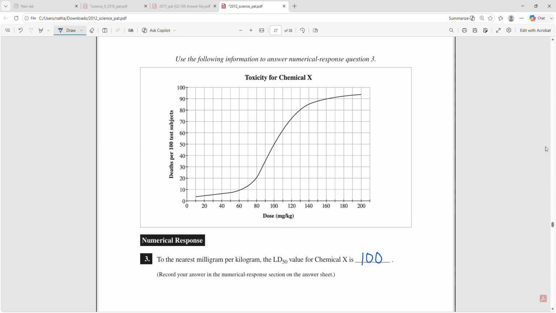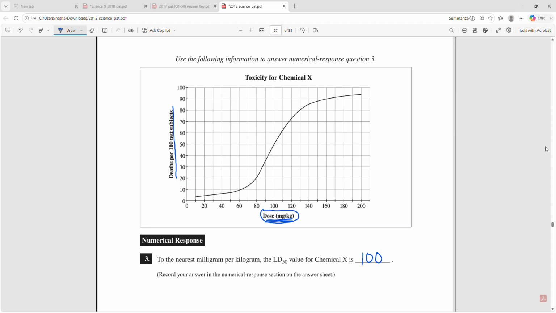Okay, here we go. Last 20 questions of the 2012 PAT. Question numeric response number 3. We've got a graph, toxicity for chemical X, with the deaths per 100 test subjects on the left and the dosage on the right. It says to the nearest milligram per kilogram, because that's what the dosage is measured in, milligrams per kilogram.